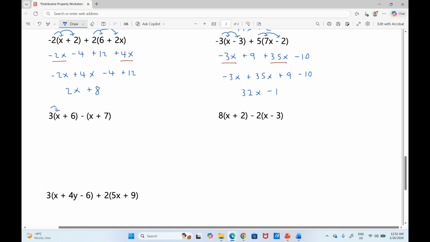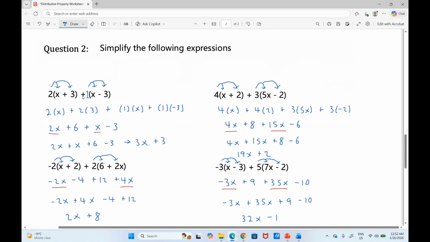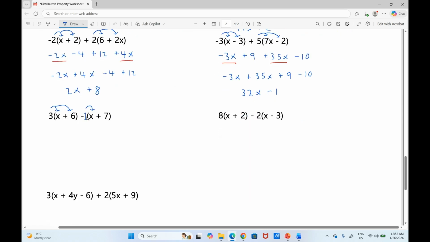Let's keep going. 3 multiplied by the terms inside. There is an invisible negative 1 here. So just like up here, there was an invisible 1, but it was a positive 1, so you can just keep this as x minus 3. But when there's an invisible negative 1, you have to apply it to the terms because that would change your answer. So I'm going to have 3 times x plus 3 times 6. Then I'm going to have plus negative 1 times x plus negative 1 times 7.